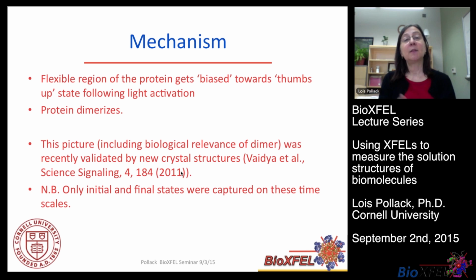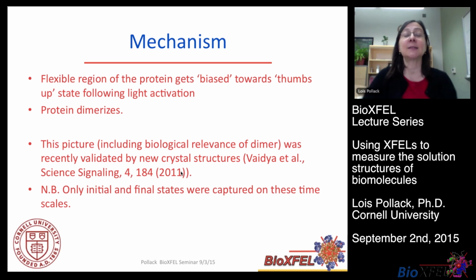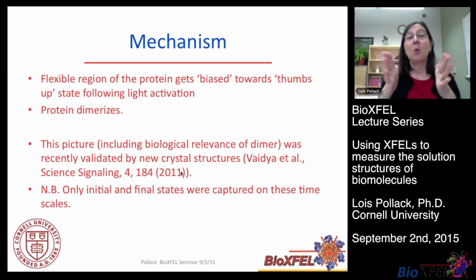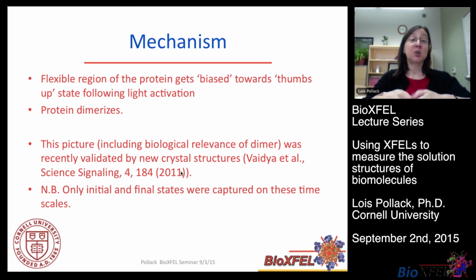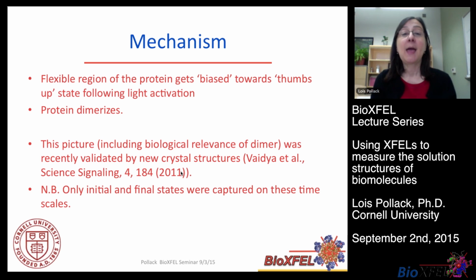So what we learned is that the flexible region of the protein gets biased towards the thumbs up state following light activation, and then the protein dimerizes. And it's really nice that once this proposal was made from our small angle scattering measurement, once there's a specific idea, the Crane group went back and made certain mutants that actually favored the extended, thumbs up state in the dark state protein, and actually were able to capture this thumbs up dimer. And they also made some other measurements that point out that the dimer is actually biologically relevant.